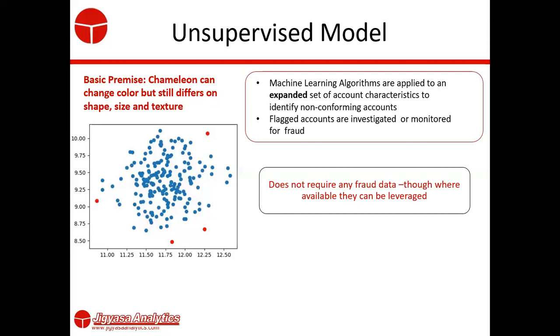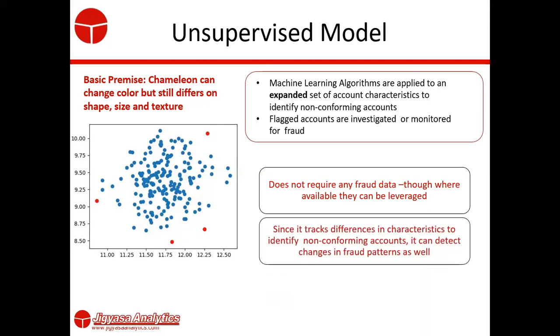So this does not require fraud data, though if available, that can definitely be leveraged in the system. This algorithm does not require fraud data to be functional. That's very important, because fraud data might be hard to come by. And since it tracks different characteristics to identify the non-conforming accounts, it can detect changes in fraud patterns as well. So that's also very important. So it's not static.